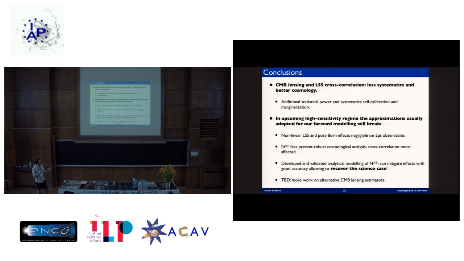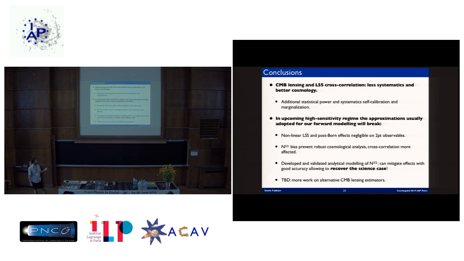So I skip to the conclusion. In the upcoming high sensitivity regimes, the approximations that we usually use need to be revised. And we did that in many different ways. And we found that nonlinear effects and post-Born effects are negligible on any two-point observables. However, at higher order, they show up as this N-Halos bias. They can bias cosmological analyses, and they are more important for cross-correlations. We also developed and validated analytical modeling of this effect that allows us to mitigate these effects and recover essentially all the science case.